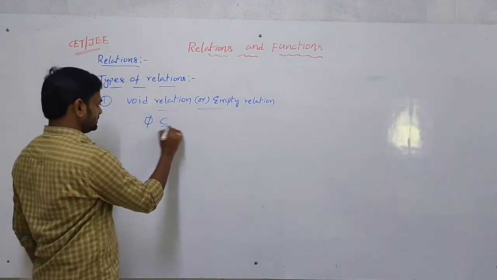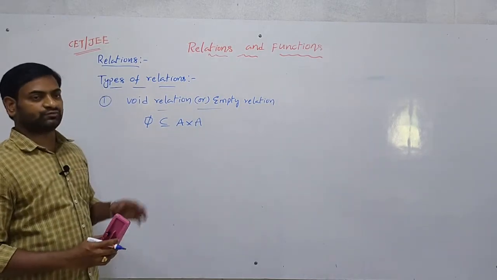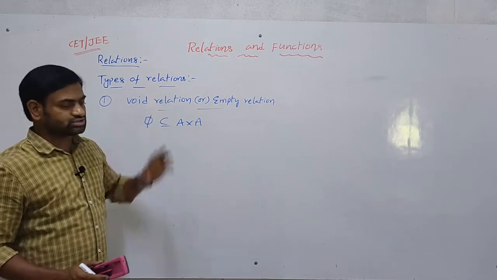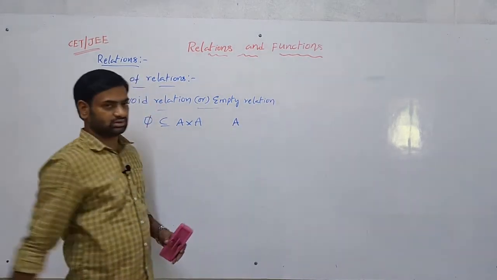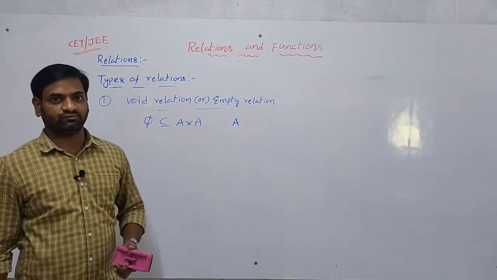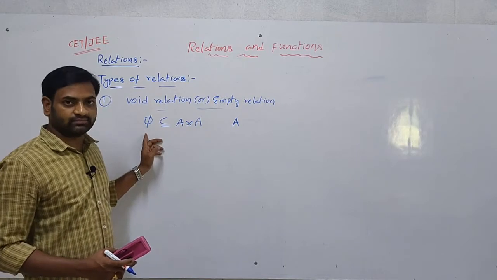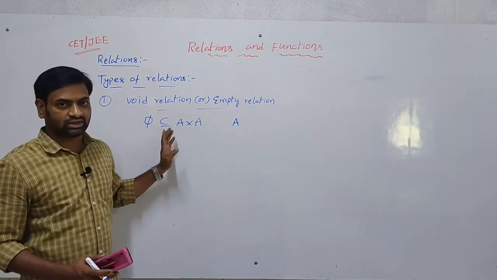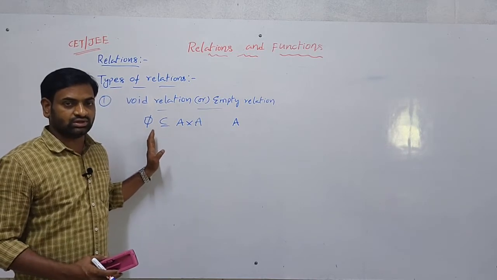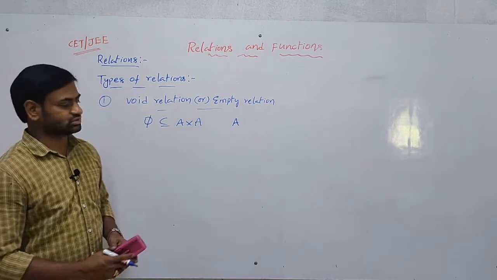Phi is a subset of or equal to A cross A. This phi is called the empty relation or void relation. It is defined on capital A, where capital A is a set. If I take capital A as a set, then the relation phi is a subset of or equal to A cross A. That means phi is the empty relation.